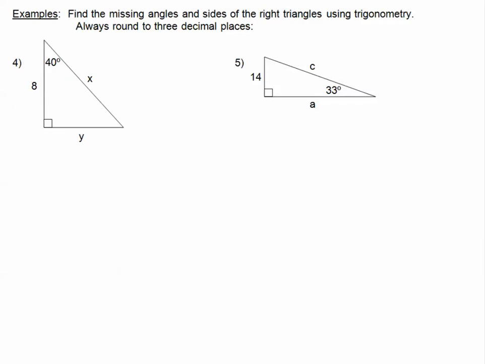Okay, let's look at our examples 4 and 5. The direction says to find the missing angles and the sides of the right triangles using our trigonometry. Let's always round to 3 decimal places. So here's our first example.